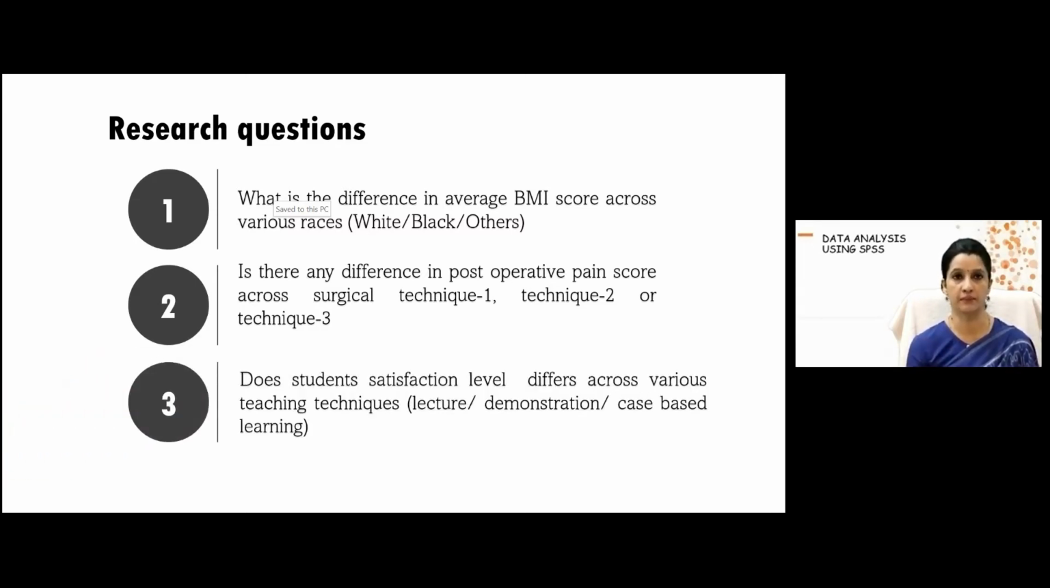A third research question can be: does the student satisfaction level differ across various teaching techniques? The 3 teaching techniques could be lecture, demonstration, and case-based learning. But here the students are 3 different groups of students. It is not the same group of students who have undergone the 3 types of teaching technique. So that is the difference between an independent sample t-test or a one-way ANOVA from the repeated measure ANOVA or paired t-test. We will see the difference.